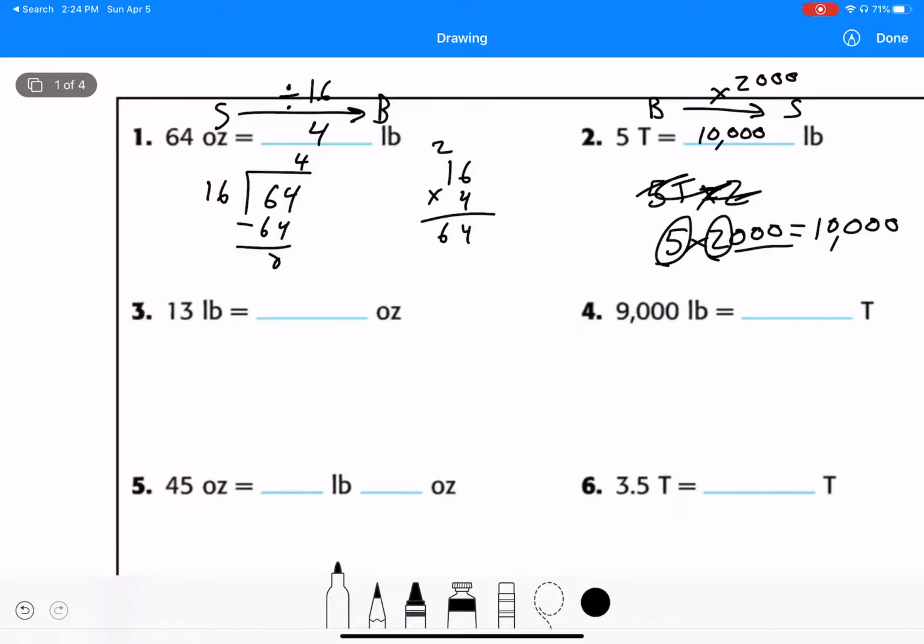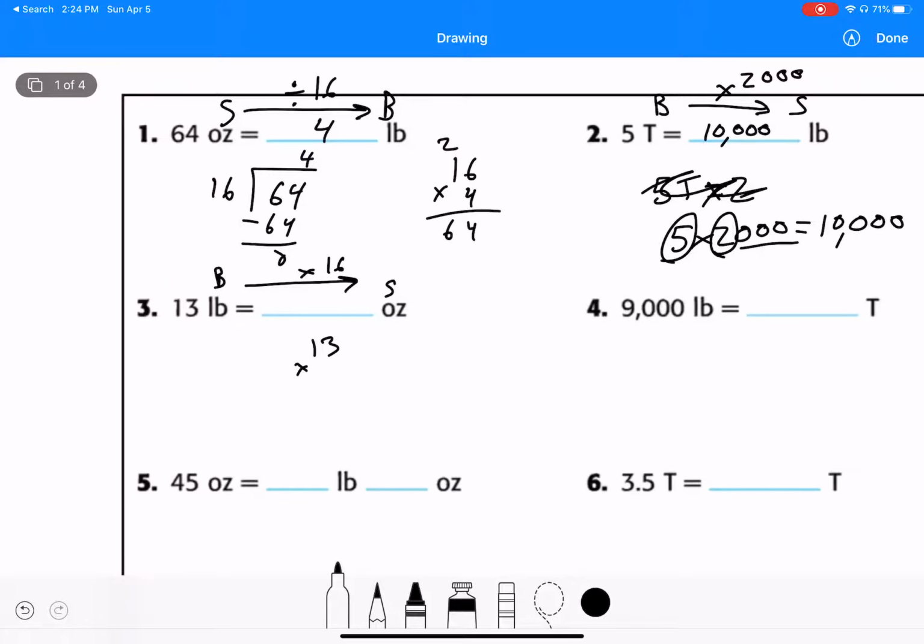Here we're going from a big unit like pounds to a small unit like ounces. So we're going to have to multiply again. And there are 16 ounces in 1 pound. So we have 13 times 16. 6 times 3 is 18. Carry a 1. 6 plus 1 is 7. 0 as a placeholder. 3, 1. Add these together, and we get 208 ounces.